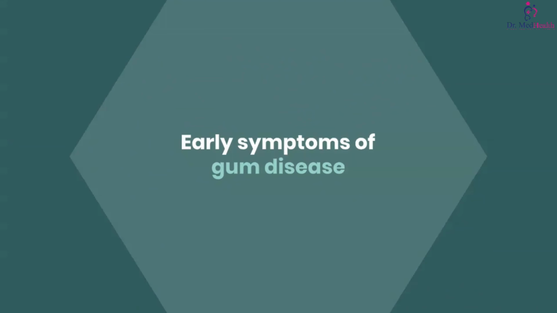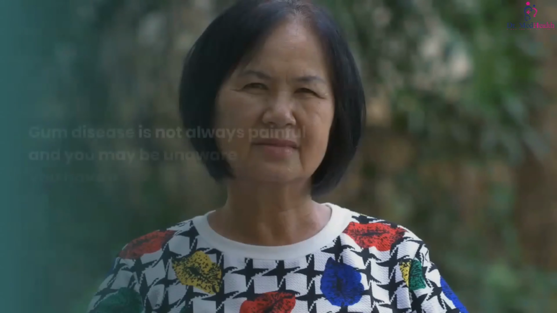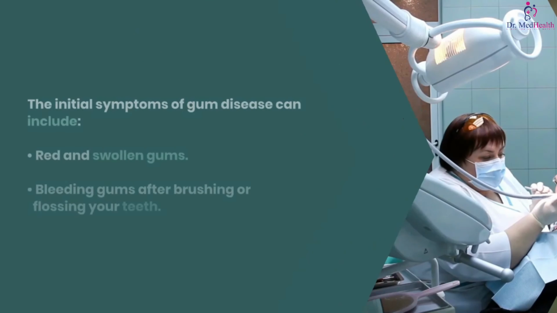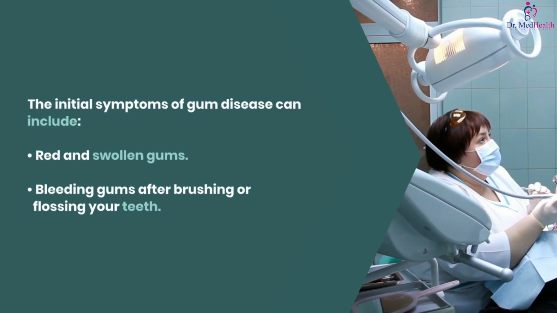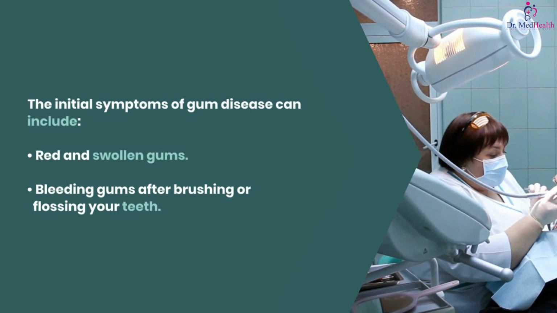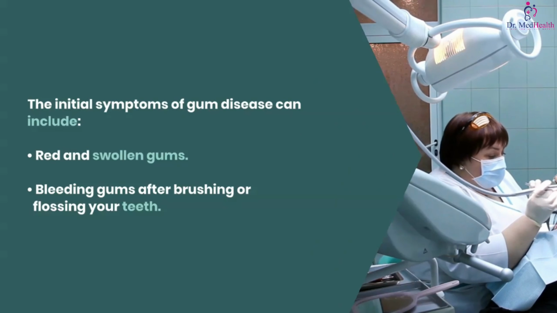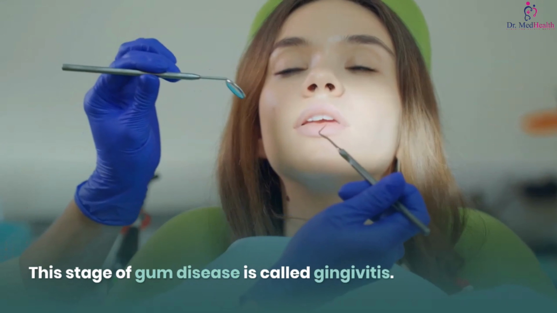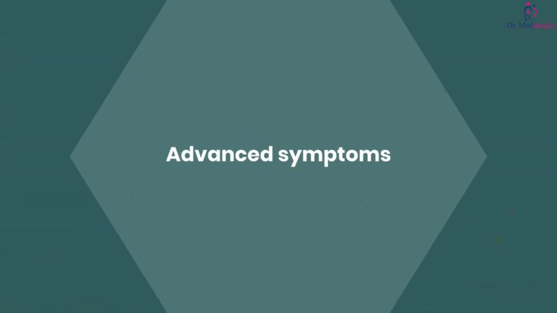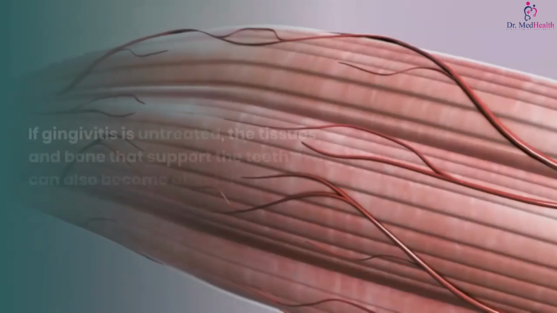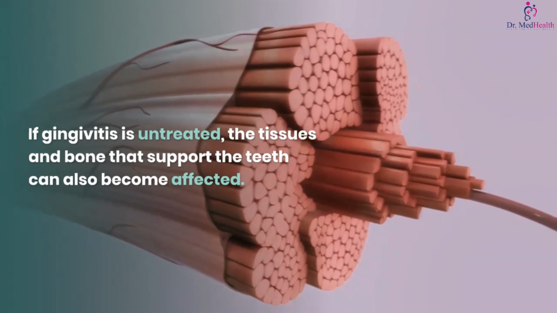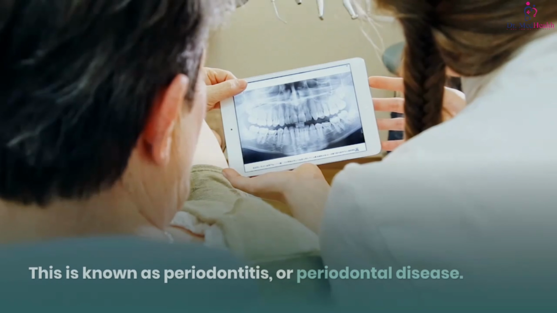Early symptoms of gum disease. Gum disease is not always painful and you may be unaware you have it. The initial symptoms of gum disease can include red and swollen gums, and bleeding gums after brushing or flossing your teeth. This stage of gum disease is called gingivitis. Advanced symptoms. If gingivitis is untreated, the tissues and bone that support the teeth can also become affected. This is known as periodontitis, or periodontal disease.